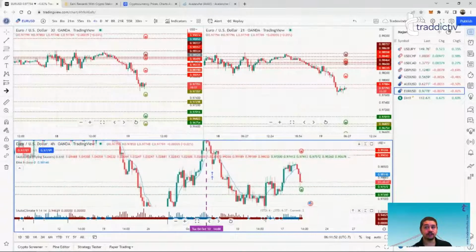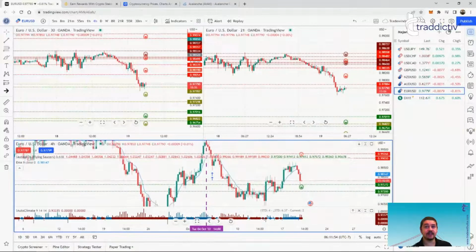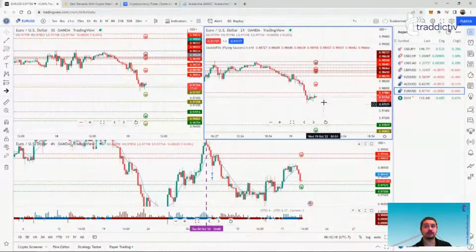The only thing that is disadvantageous to this trade is that we do have a fairly close UFO here at 97.572. Given the fact that the moving average is at 98.145, that will give us a little bit more room. Let's just see how things work out.